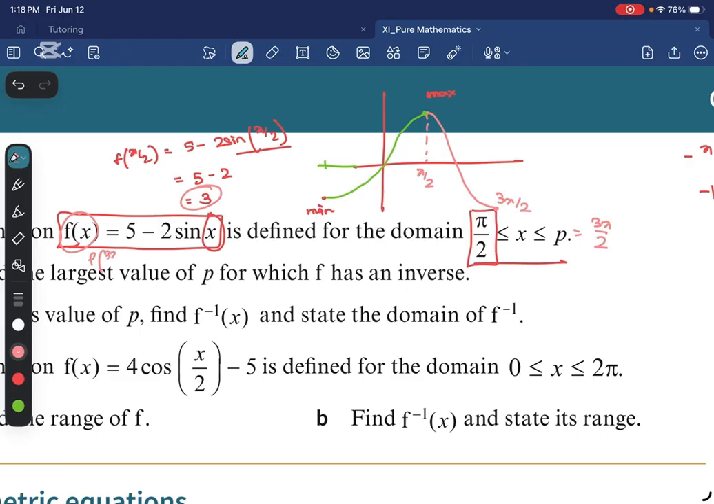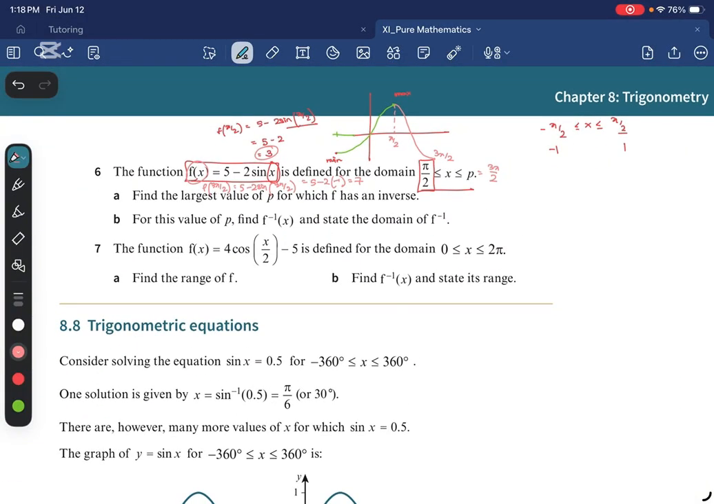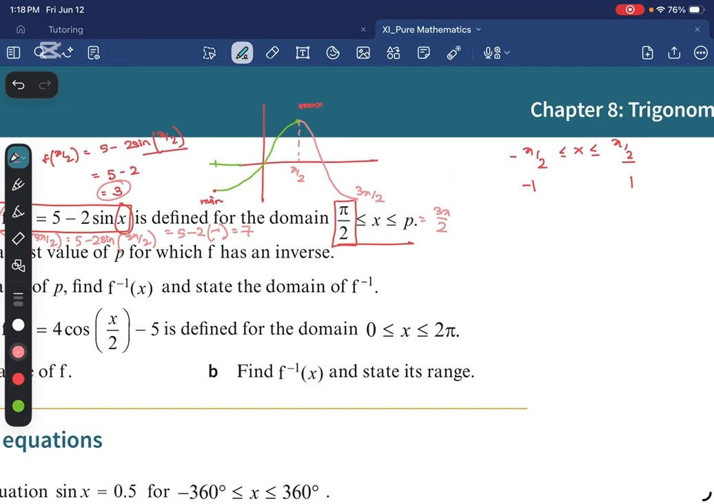And if you take 3 pi by 2, you get 5 minus 2 sine 3 pi by 2. Sine 3 pi by 2 is negative 1, so you get 7. So that is the maximum most value of this function. So from pi by 2 to 3 pi by 2, that is also an acceptable restriction, actually. All right. So that is the largest value of p. And for this value of p, find f inverse of x and state the domain of x.